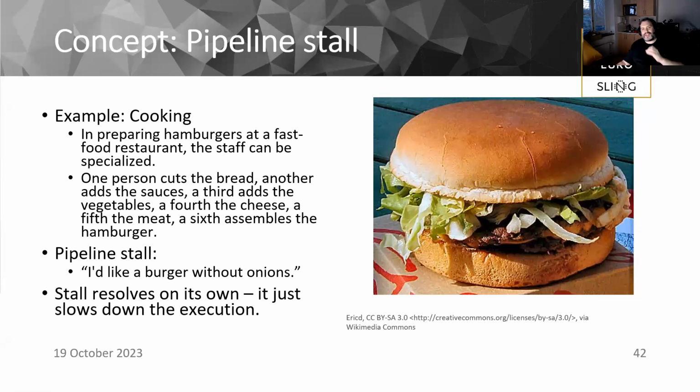And here we have the example of cooking. And I like this example very much. Okay, why? So, for example, we have the pipeline in a fast food restaurant. Okay, and staff is specialized. One person cuts the bread, another adds the sauces, the third one adds the vegetables, fourth the cheese, fifth the meat, sixth assembles the hamburger. Okay.